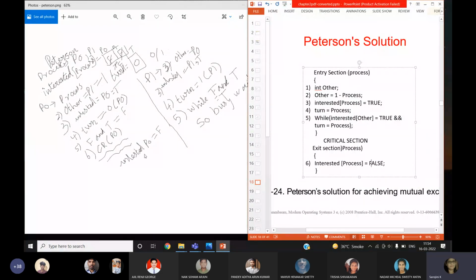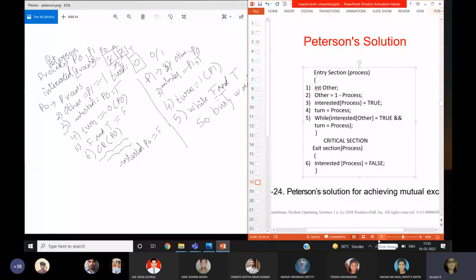The moment it makes P0 equal to false, what will happen? This busy wait will be released, because the first condition will become false. The second condition will always be true. Then P1 will come inside the critical section and start to execute it. And upon executing the critical section, P1 will also reset interested of process equal to false. So this way the algorithm will work.